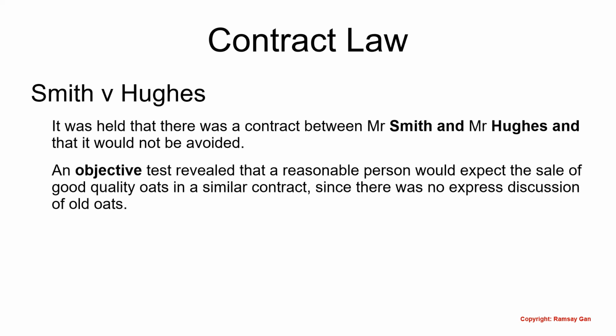It was held that there was a contract between Mr. Smith and Mr. Hughes, and that it would not be avoided. The objective test revealed that a reasonable person would expect the sale of good quality oats in a similar contract, since there was no express discussion of old oats.